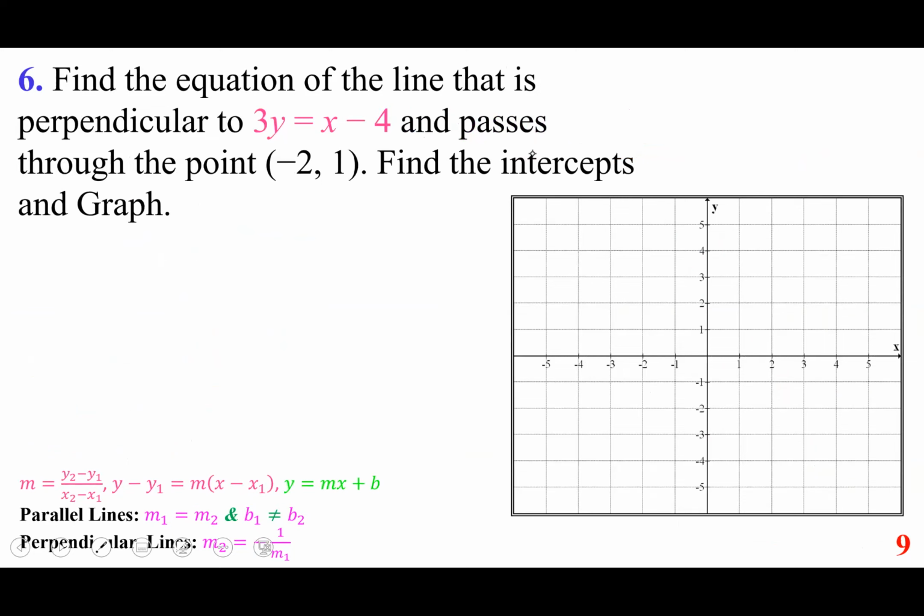All right, in this example, we want to find the equation of a line that is perpendicular to this and passes through this point. And of course, we want to find the intercepts and graph. So let's see how we tackle this question. Well, we need to find the slope for the given line first.